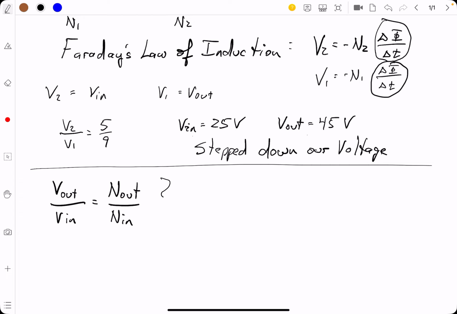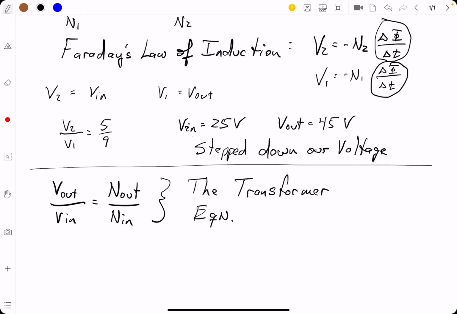This equation right here, this is called the transformer equation. Okay, so that's very helpful and pretty easy, right? That's an easy transformer equation. It's very nice.